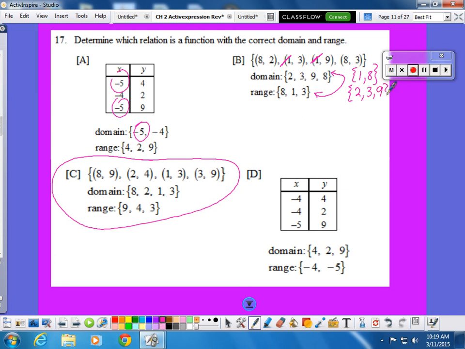Let's just go to the next one. That's all mixed up, isn't it? You think we have it fixed now? How come A couldn't be? A cannot be because it's not a function, those two x's are the same, and the same thing here. But now that domain would have just been -4 and -5, listed those backwards. And the range would have been 2, 4, and 9.